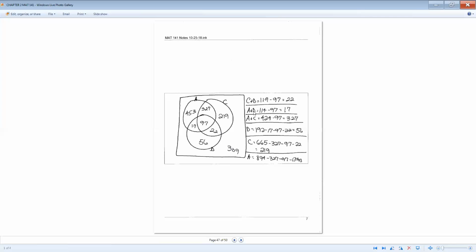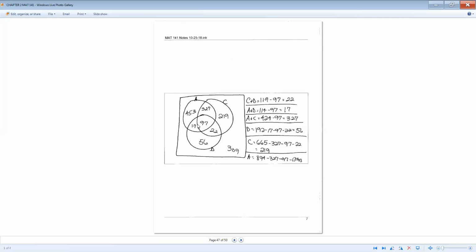Alcohol and drugs, this intersection needs to add up to 114. So subtract 97 from 114, get 17 to put out here. Then alcohol and cigarettes, 424 minus the 97 gives me 327 right here. Then for the circle of drugs, subtract 17, 97, 22, that'll give me 56 out here. Cigarettes supposed to add up to 665, subtract 327, 97, 22, that'll give me 219. And then alcohol should add up to 894, subtract 327, 97, and 17, and that'll give me 453 out here.